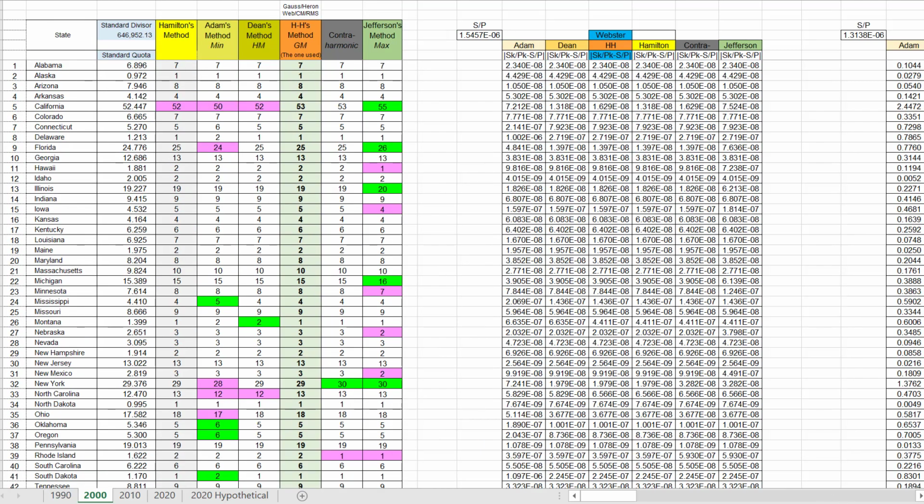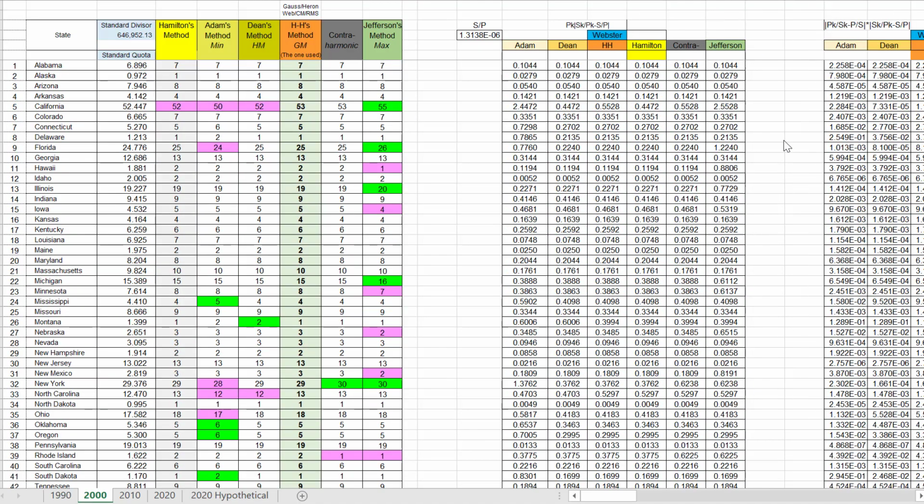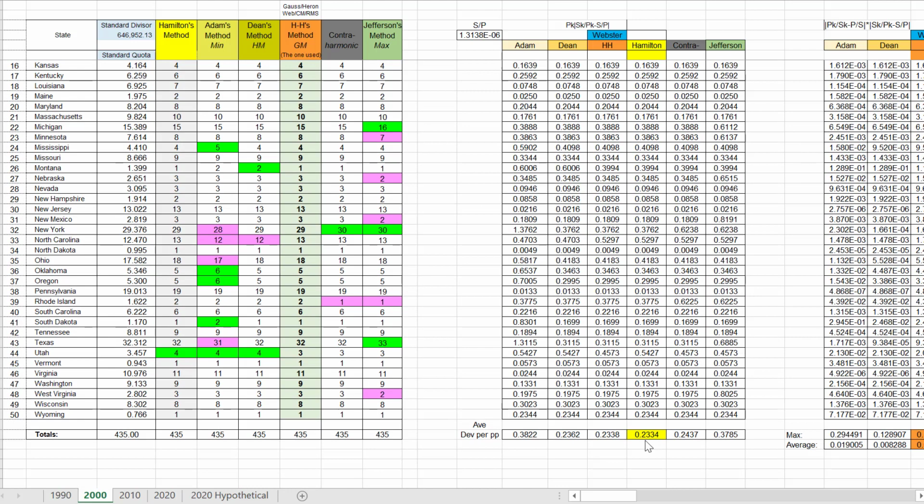So let's look at 2000. Here, Webster and Huntington Hill were matched, but were different than Hamilton. Seats per person for each state minus the country's average. Again, guaranteed that Webster will minimize that, so it's smaller than Hamilton. But if you multiply each of these numbers by how many people were in each state, then we get these numbers, and Hamilton is the smallest.